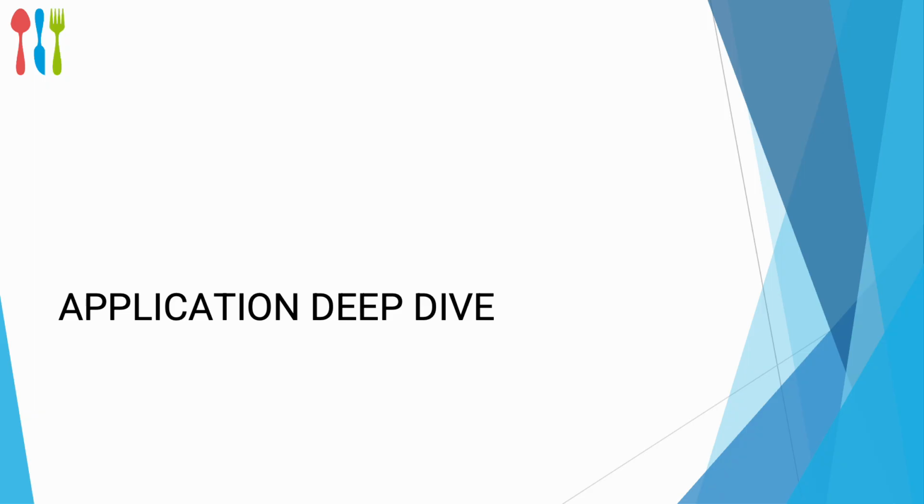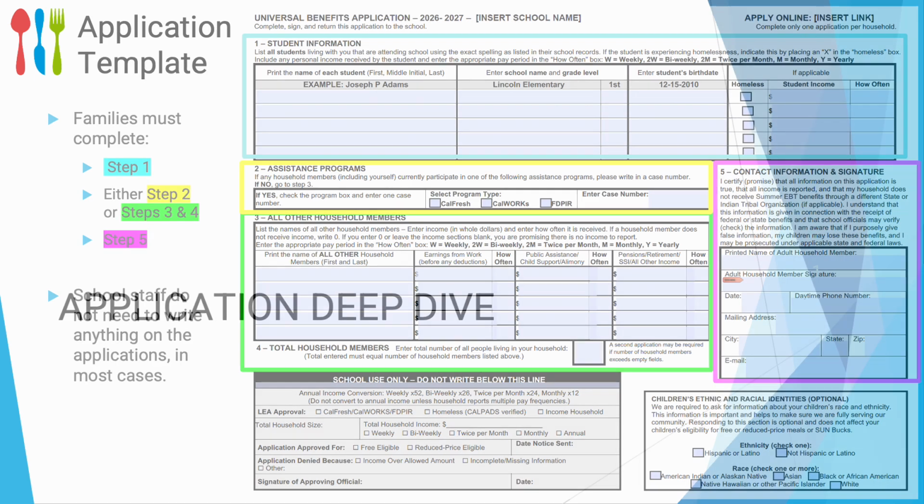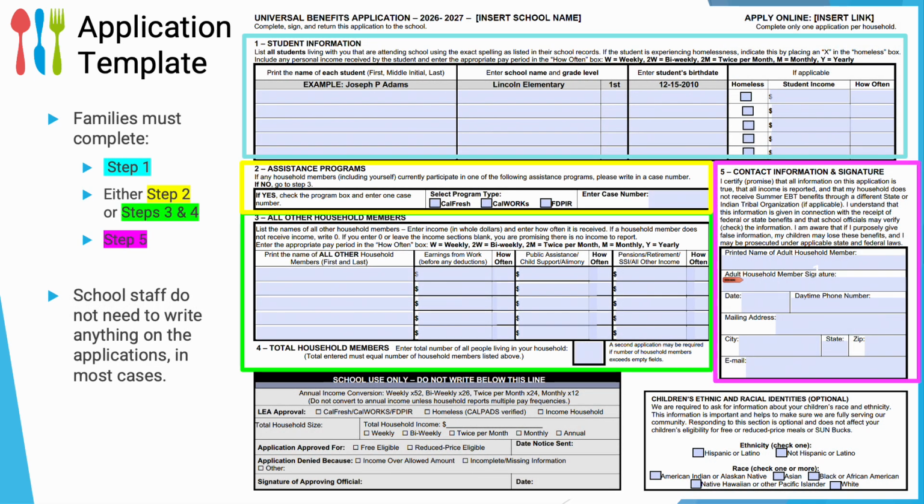Let's take a look at the universal benefits application. We're going to dive into it deep so that you know what to look for when you're collecting these from families. The application template here might look very familiar if you have done traditional meal applications in California before. The wording is a little different. It is called a universal benefit application, and the instructions are specific to that scenario.